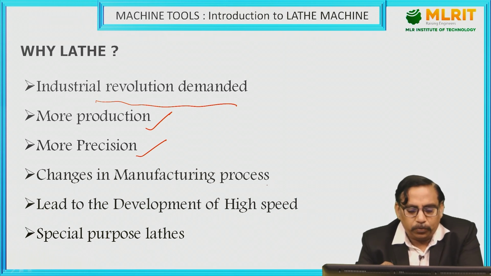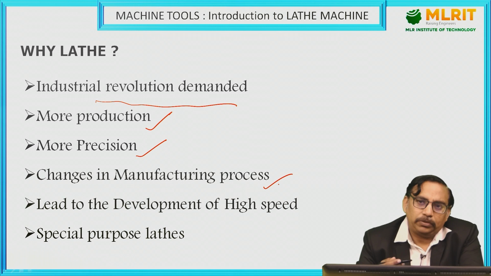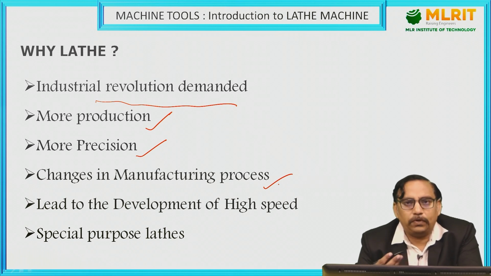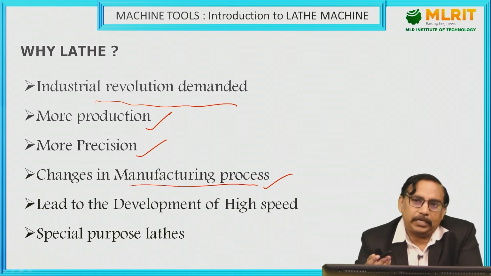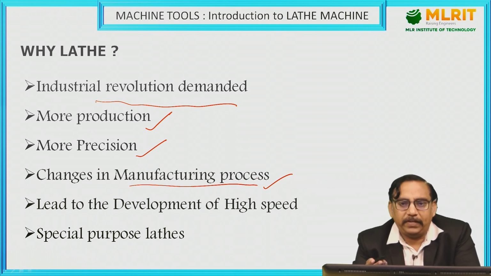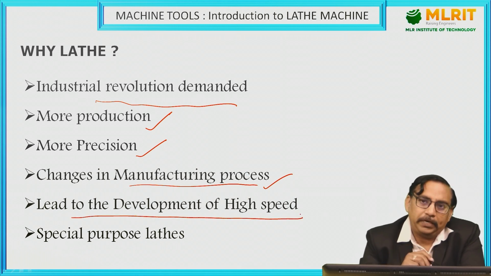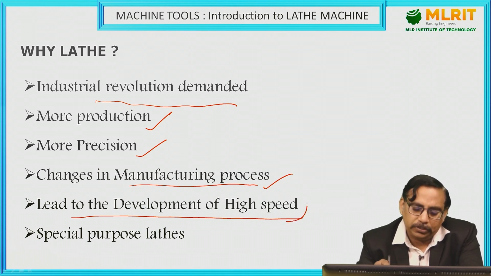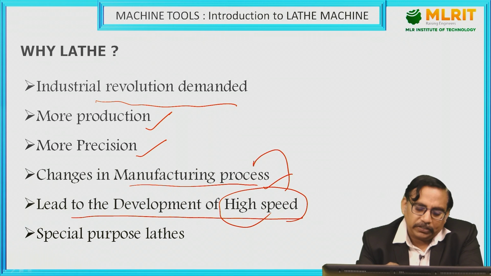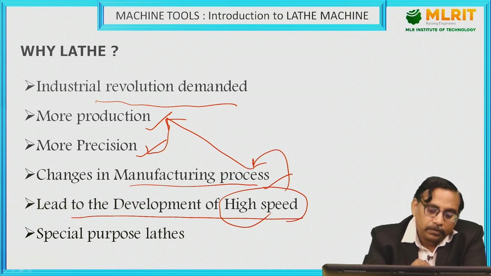Changes in the manufacturing process: since demand increased after the World Wars, the traditional manufacturing processes became very slow for producing products. So we changed the way the product is manufactured, and this led to the development of high speed machines entering the market, such that these high speed machines are used to change the manufacturing process, increasing production along with high precision.